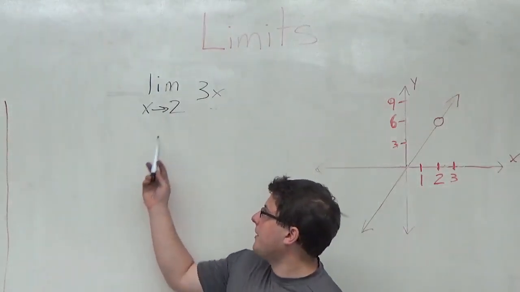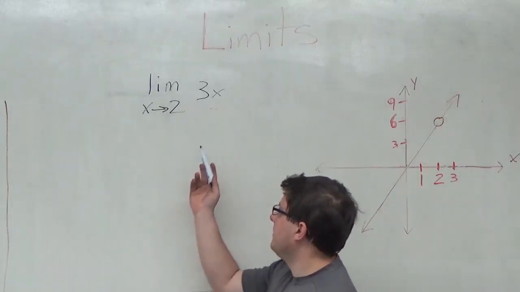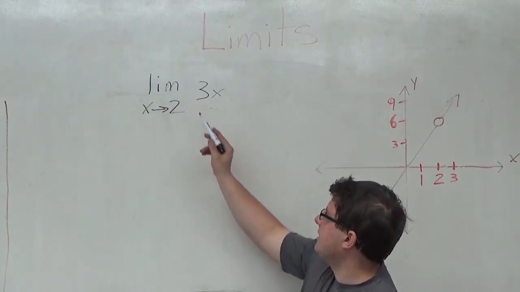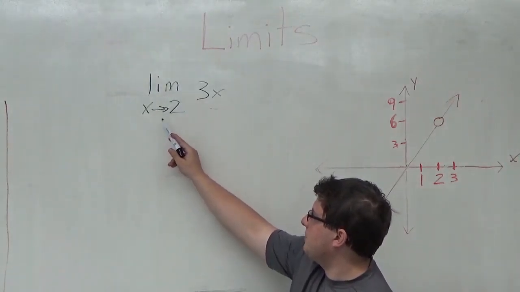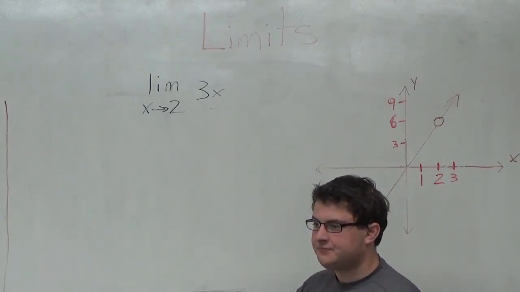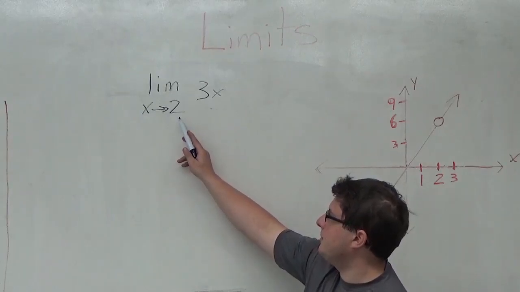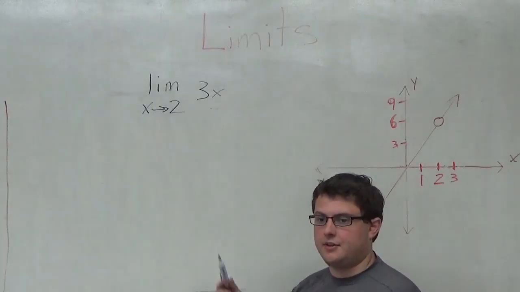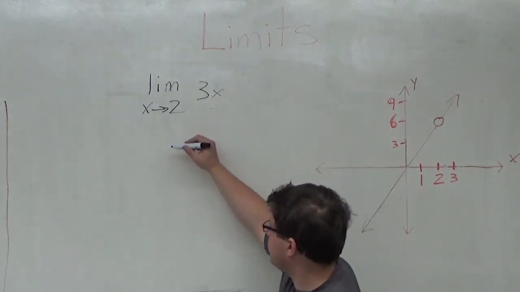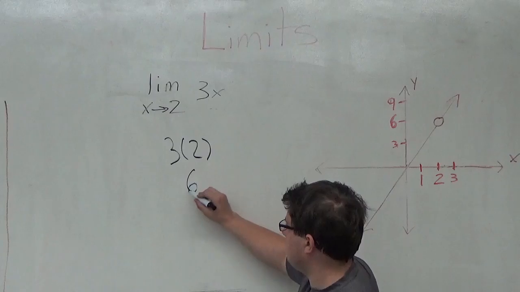Now we're going to talk about how to solve it algebraically. So I have a sample problem here. The limit as x approaches 2 of 3x. And what that means is that we want to find the limit as x approaches 2 of the function 3x. So just the simple way to do this, you just sub in the value that x approaches into the function. So the limit as x approaches 2 of 3x is just 3 times 2, which is 6.